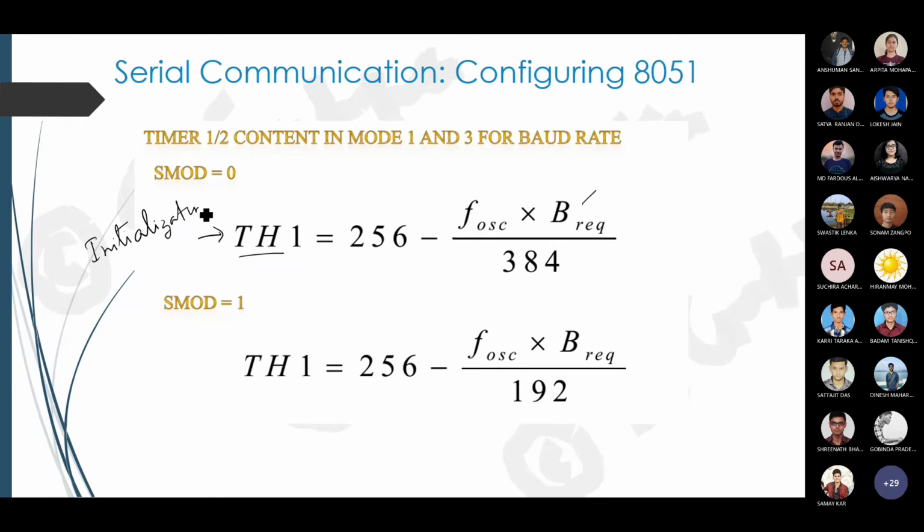Okay. So the initialization content is 256 minus this one. So it will give you the required baud rate of this value. Whatever you decide, say if you decide it to be 9600, with 11.059 megahertz. Okay. And if you calculate this, whatever value comes should be sent to this TH1. And for the case of SMOD 1, it is half of this. So that means the speed will be going double, right?